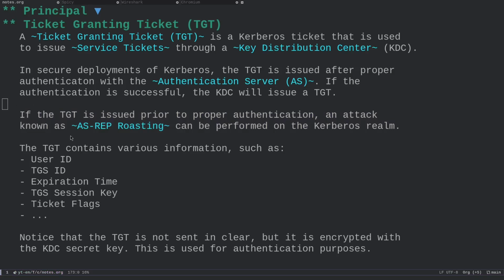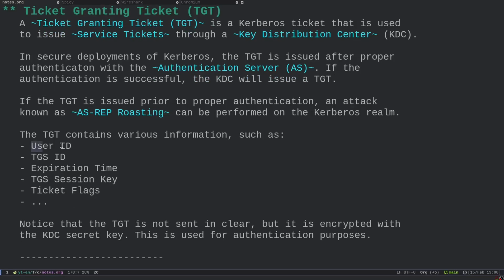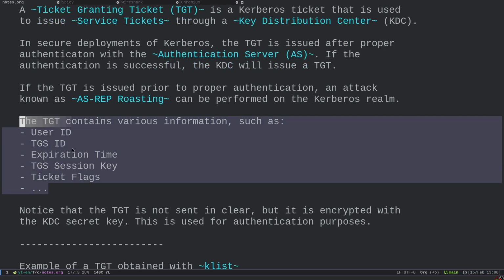Now, the TGT will contain various information such as the user ID, the TGS ID, so this is the ID of the server who will receive this TGT, expiration time, this so-called TGS session key, which is also sent to the client but in a different message, so that the client also knows this session key and can use it to prove its authenticity, so to prove the authentication, a bunch of ticket flags, so a lot of information.